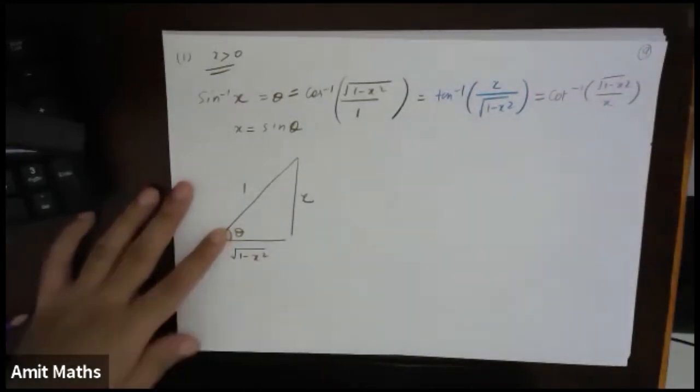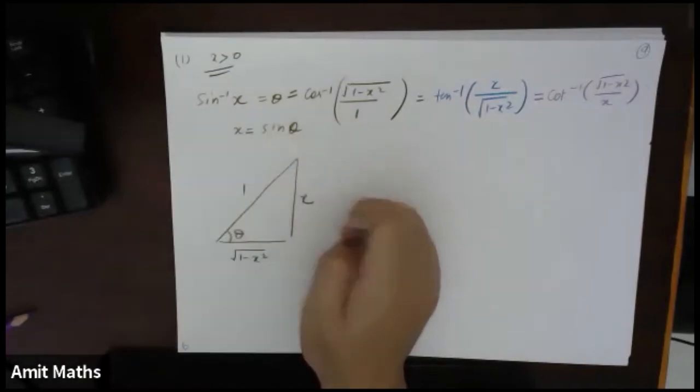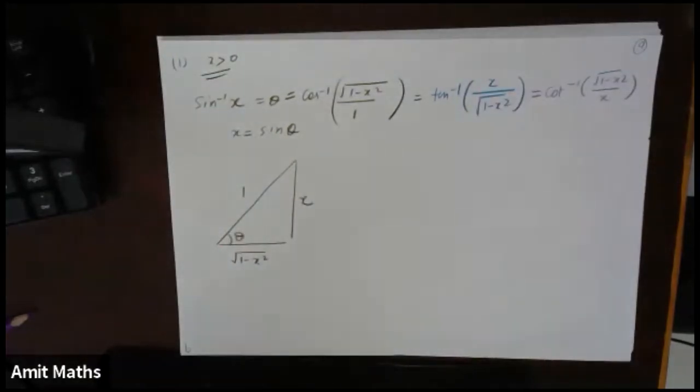If I write it in sec form, sec will be simply the reverse of cos, and cosec will be simply the reverse of sine. Understood? Just copy this.